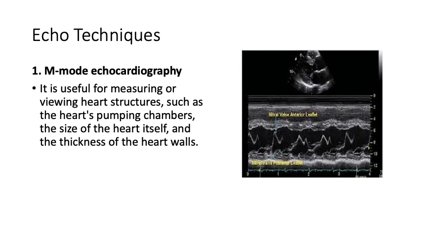An echocardiogram may use several special types of echocardiography. First technique is the M mode, that stands for motion mode echocardiography. This is the simplest type of echocardiography that produces an image that is similar to a tracing rather than an actual picture of the heart structures. M-mode echo is useful for measuring or viewing heart structures such as the heart's pumping chambers, the size of the heart itself, and the thickness of the heart walls.